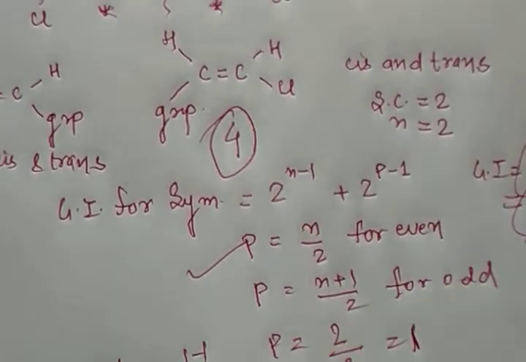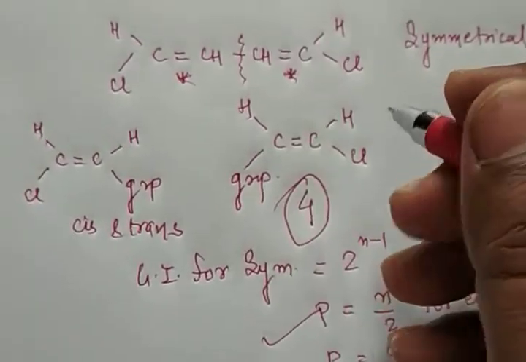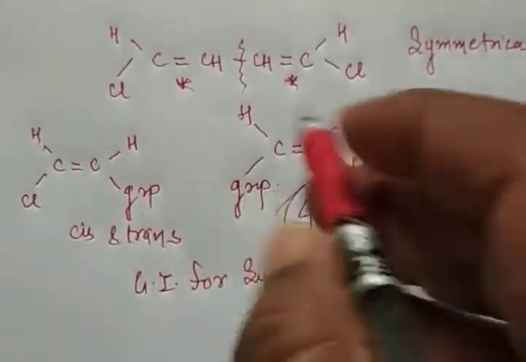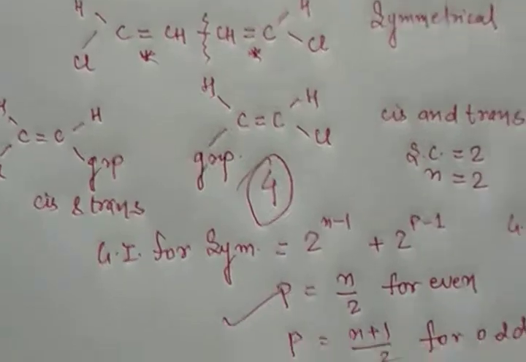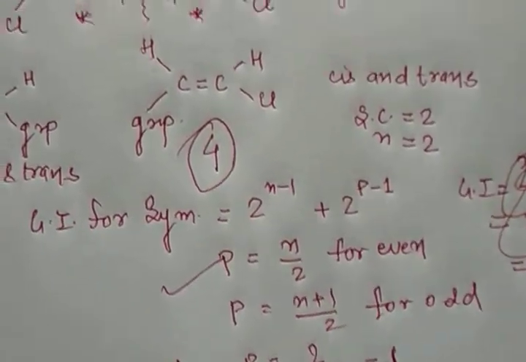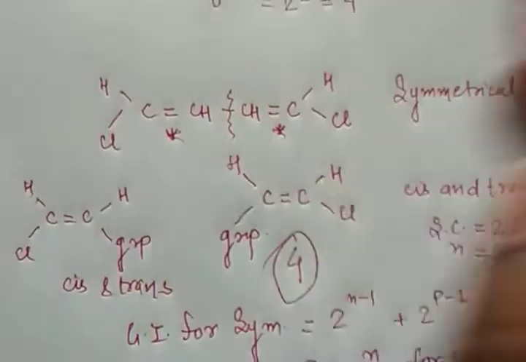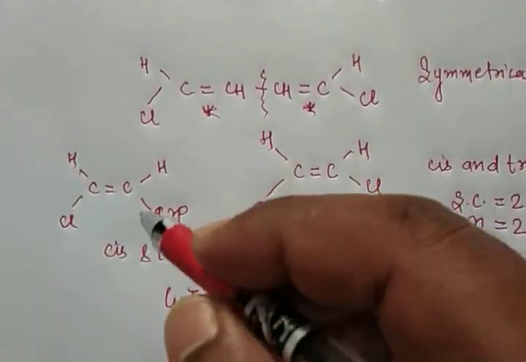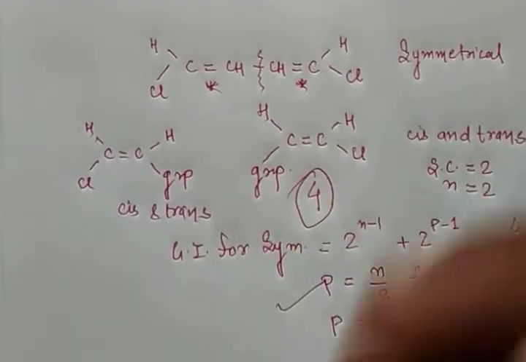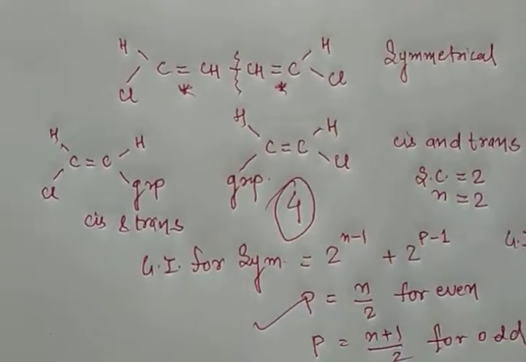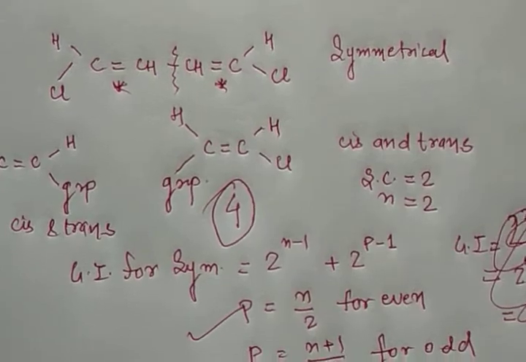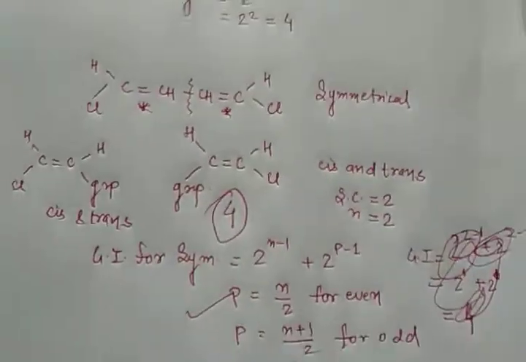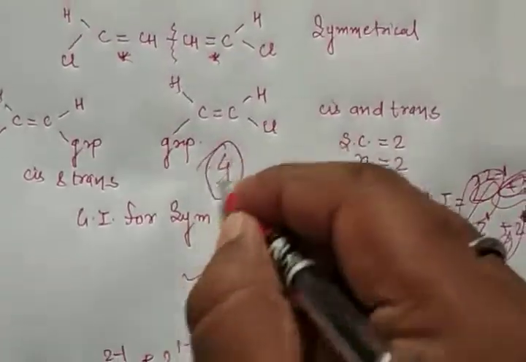Clear? This is only for learning. It is not important to find how many structures there are. Just practice how many geometrical isomers are possible on this structure. It is not important that you draw the structure. Just learn and practice how many geometrical isomers are possible on that compound. Okay, clear? This is not 4. This is 3.